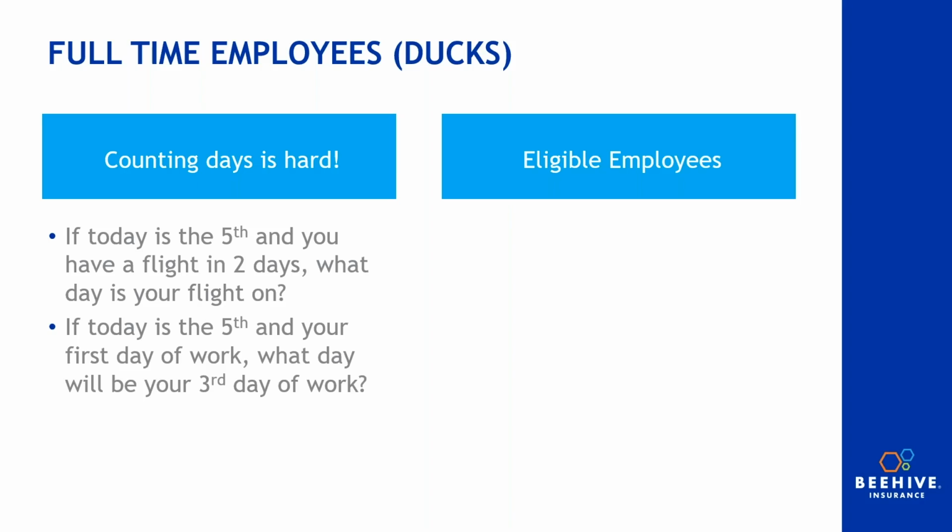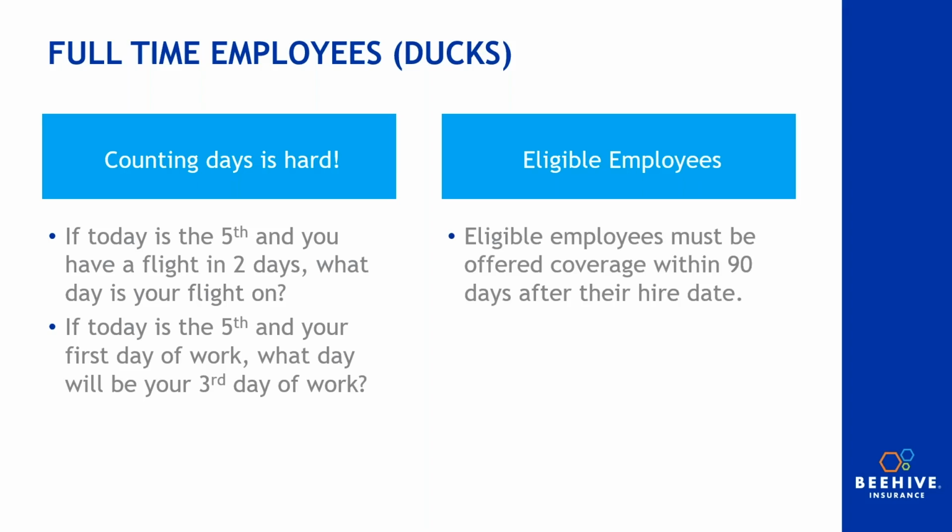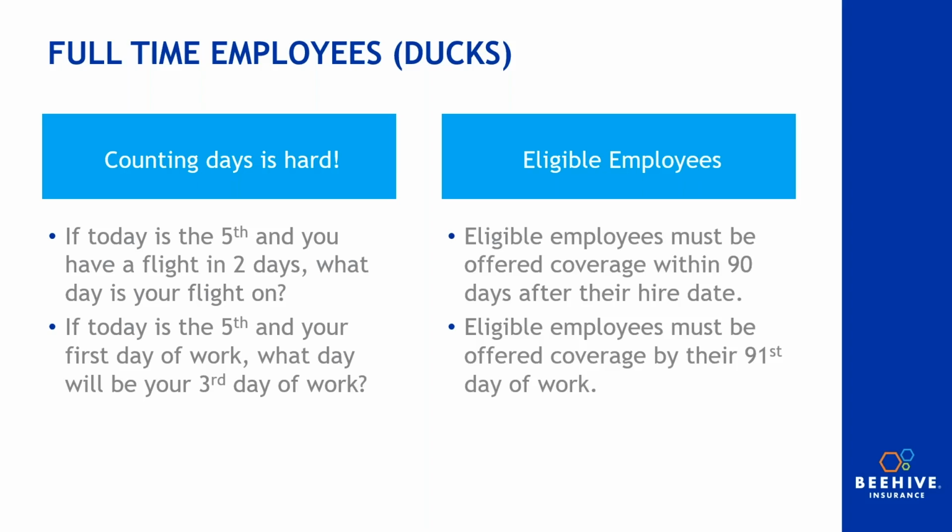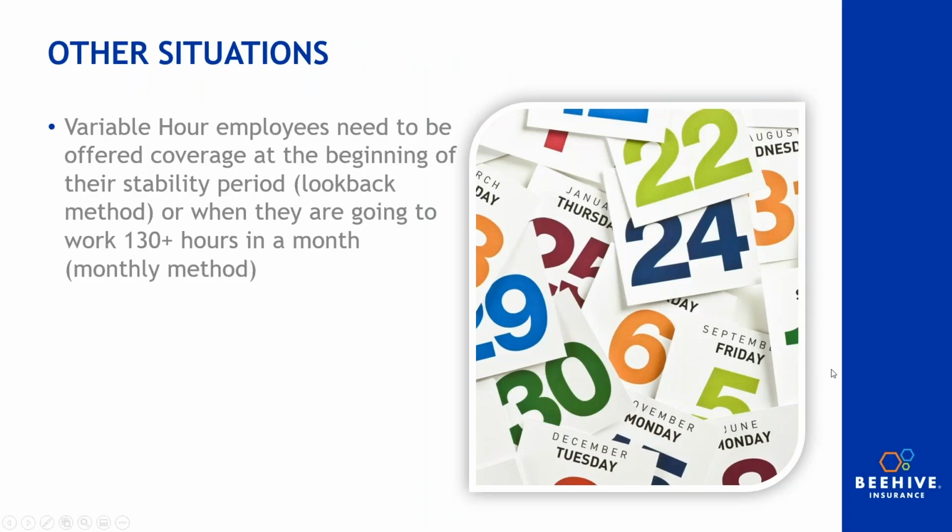So when we are looking at eligible employees and offering benefits within 90 days after their hire date, you could also look at this and say it is by their 91st day of work. And again, or sooner. So that is when you need to offer benefits to your full-time employees, to your ducks, which also means if you are offering benefits the first of the month after a waiting period, the most your waiting period can be is 2 months or 60 days, in order to make sure it is offered by their 91st day of work or within 90 days of their hire date. But again, this is only for our ducks. So for other situations, for our variable hour employees, they need to be offered coverage at the beginning of their stability period, if you are using the look back method, or when they are going to be working 130 hours in a month, if you are using the monthly measurement method.